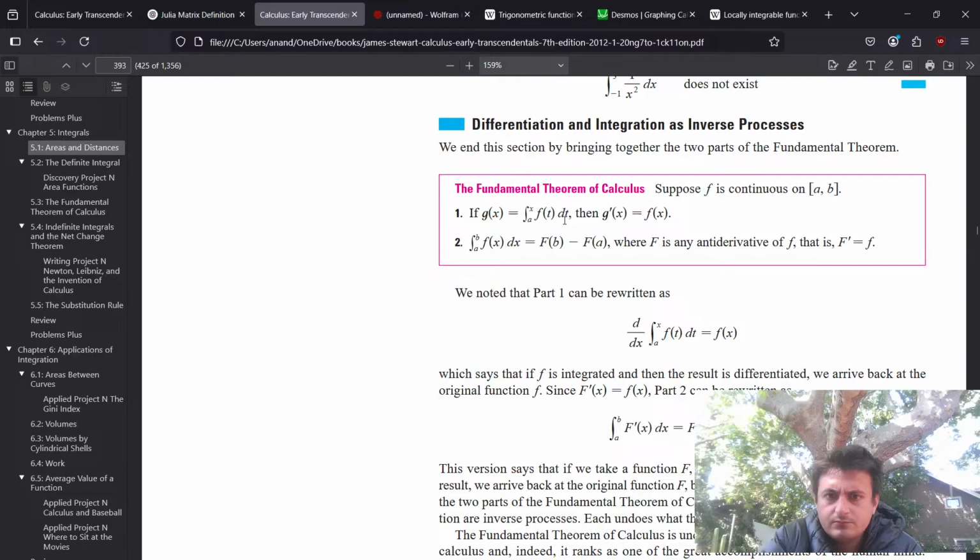Okay, so this is it restated. All right, little f is continuous. Then if g of x is equal to the integral from some constant to x of the function f of t dt, and remember that's just the limit of the sums, we just went over that, then the derivative of g with respect to x is just equal to f of x. And then the definite integral.